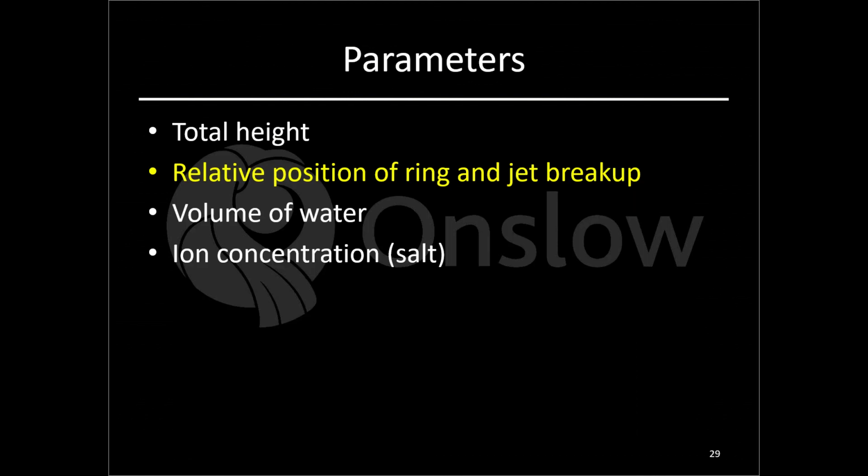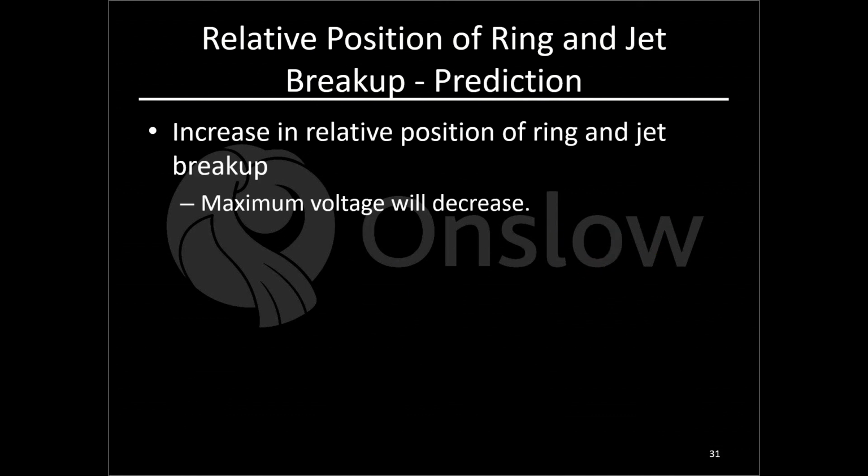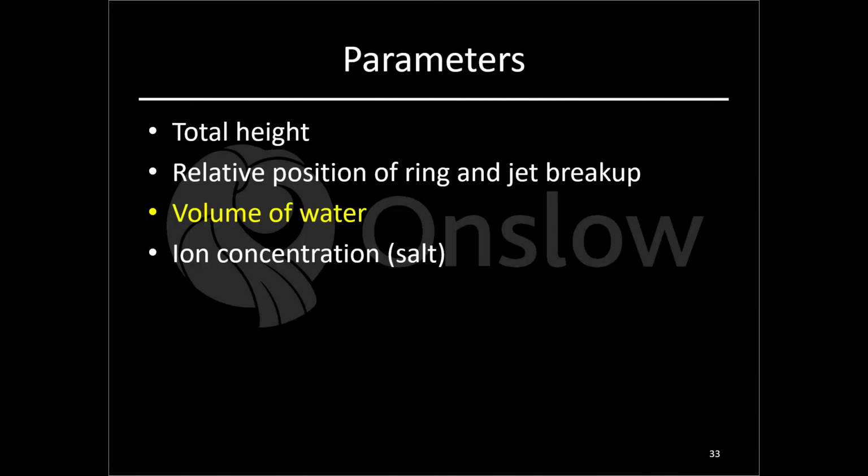Next is relative position of ring and jet breakup. This is the distance between the center of the ring and the point at which the stream breaks into individual droplets, and this point was the same for both streams. I predicted that increasing the relative position of ring and jet breakup will decrease the maximum voltage, as there's less attraction between the ring and the point where the stream splits into droplets. We can see that there is a downwards trend, so increasing the relative position of ring and jet breakup will decrease the maximum voltage.